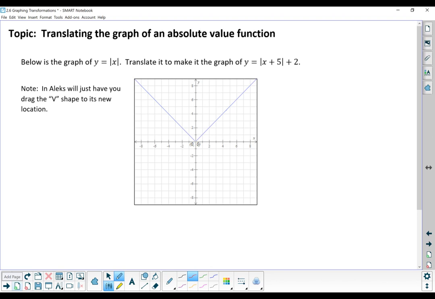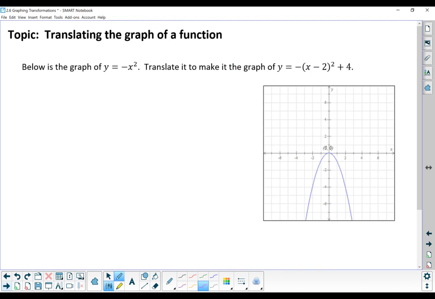For the next 2 topics, you'll just have to drag the shape to its new location. So it'll have a graph like this one on your screen, and it will say translate it to make it the graph of a new function. So you just have to think about where you want to move that v. So for this one, it looks like we need to move it to the left 5 and up 2 units. So left 5 up 2 would put my vertex here. And then you just drag it over and it'll be in that location.